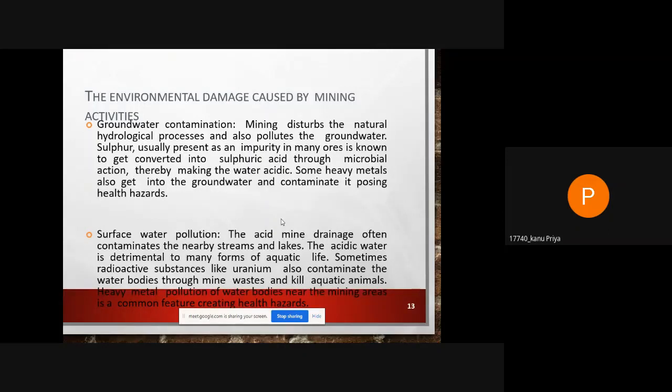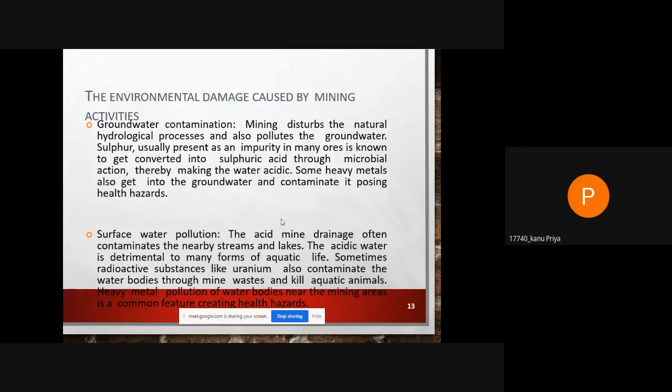Groundwater contamination. Mining disturbs the natural hydrological process and pollutes the groundwater. Sulfur present as an impurity in many ores gets converted into sulfuric acid through microbial action, thereby making the water acidic. Some heavy metals also get into the water and contaminate it, posing health hazards.